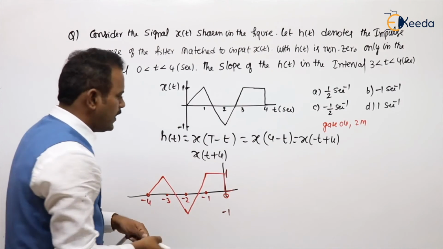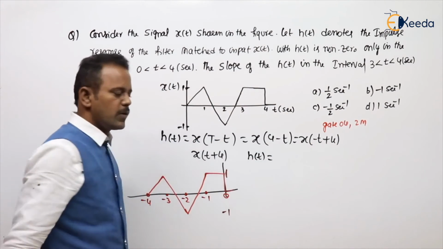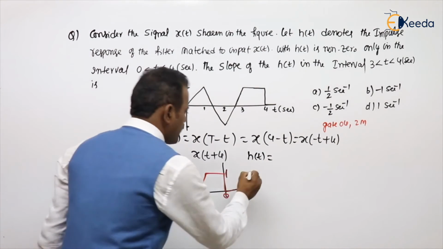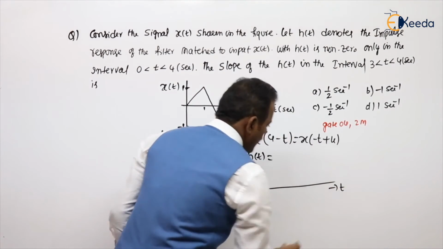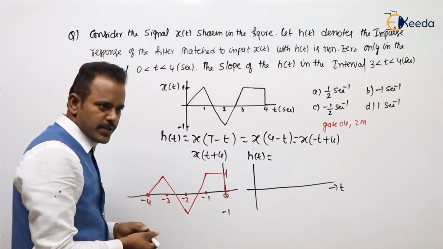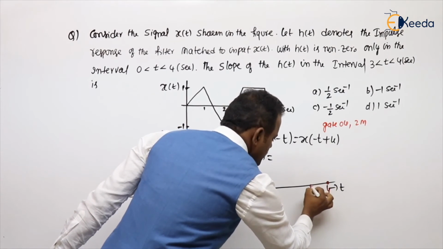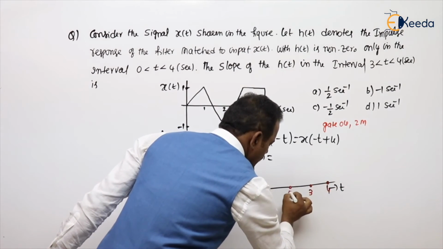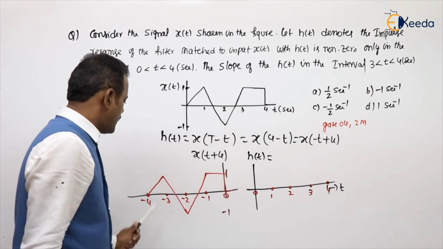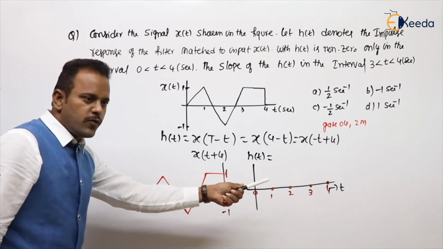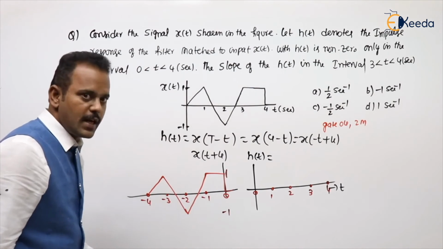Now to get h of t, which will be x of minus t plus 4, go for the minus t operation. How to get the minus t operation? Multiply all t values by a negative sign. Minus 4 will become plus 4. Minus 3 will become plus 3. Minus 2 will become plus 2. Minus 1 will become plus 1. 0 will be 0 only. The shape from here to here will come to this side.